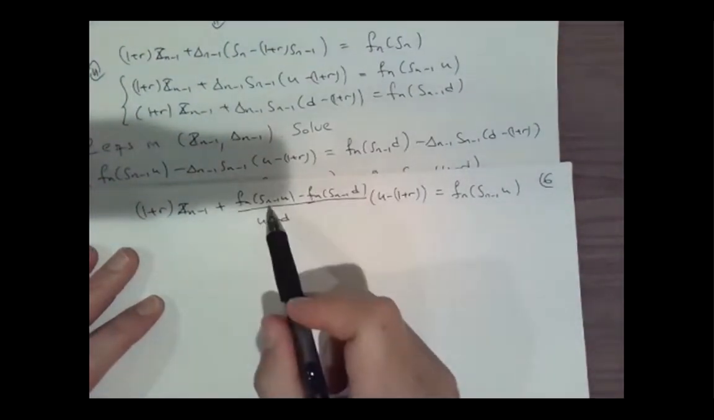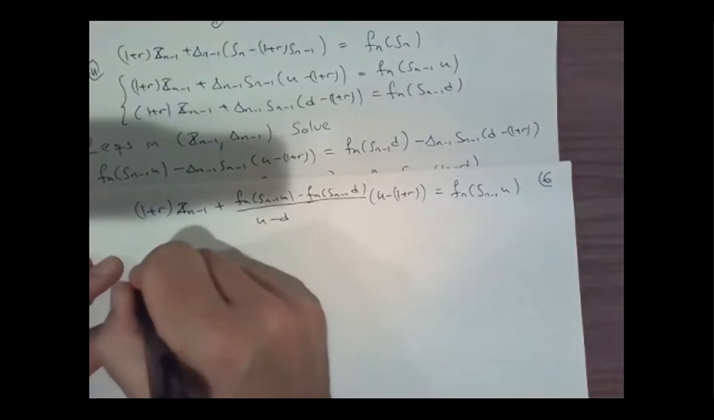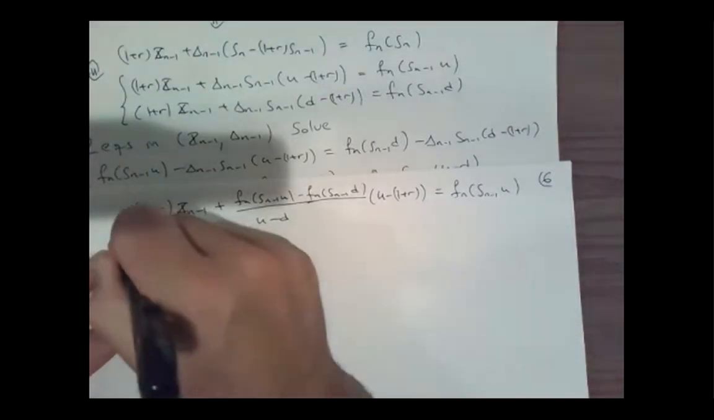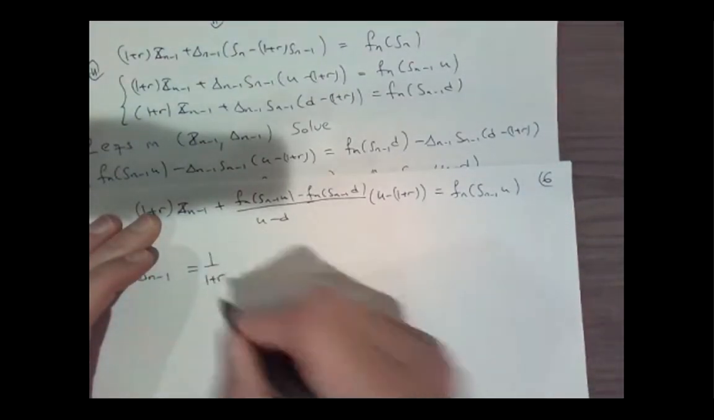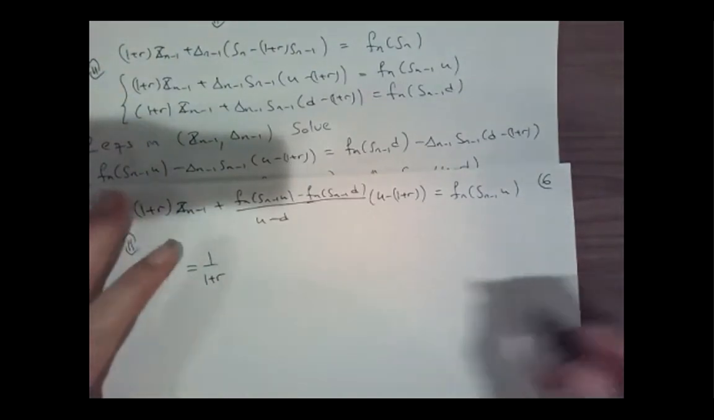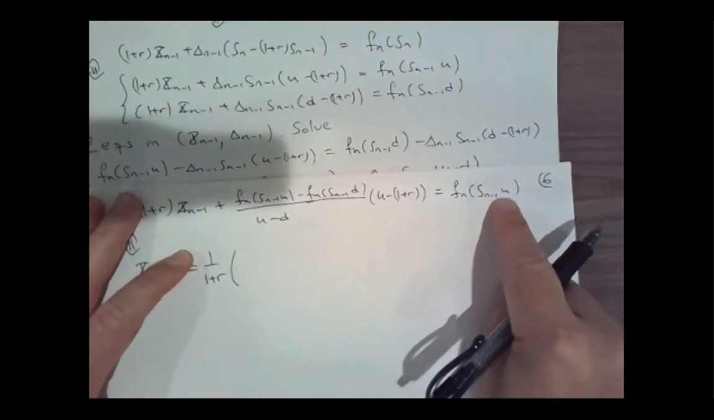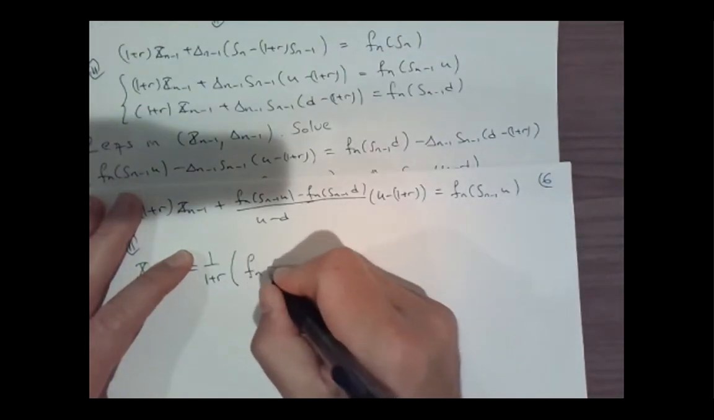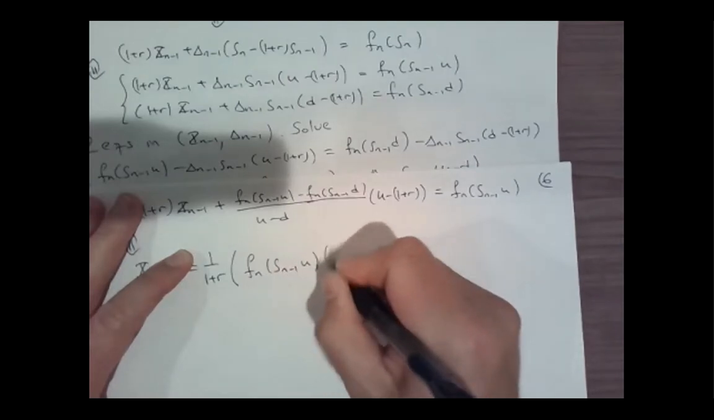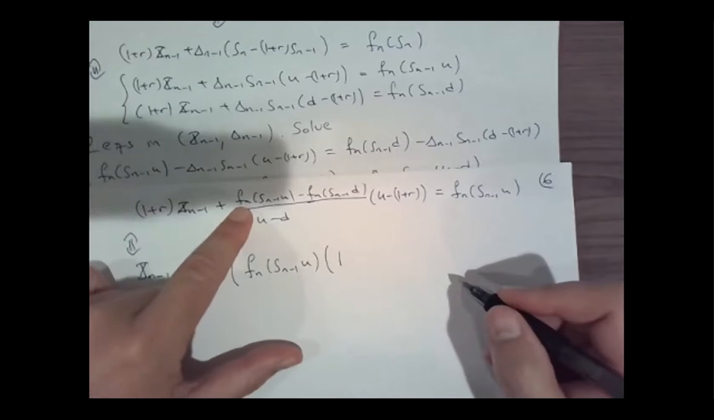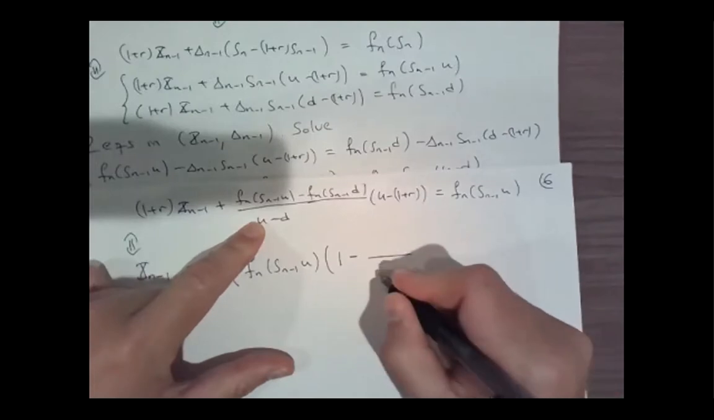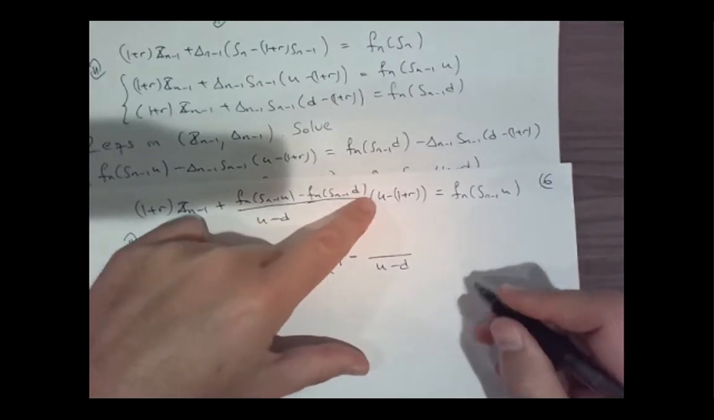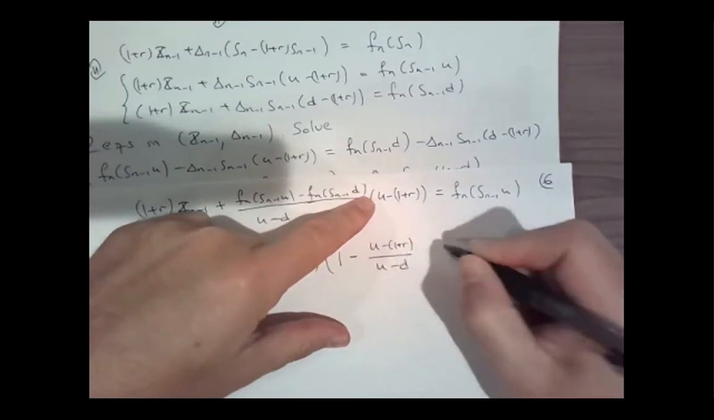Maybe we can rewrite it. Maybe we can move this stuff here to the other side. So we have that xn minus 1. I will have to have a factor of 1 over 1 plus r out here. Right, and then there'll be a term. There'll be something here with fn Sn minus 1 times u. Okay, I'll put maybe that outside. So here I'll have a 1. And then there's going to come a term here that's the same but with a minus sign. And then downstairs I'll have u minus d. Upstairs I'll have u minus 1 plus r.